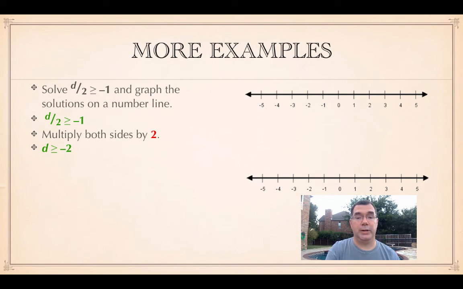Find the negative 2 on the number line, and since I want to include it, d is greater than or equal to negative 2. Since I want to include it, I'll use a solid dot, and I will draw the line to the right because the numbers are greater than or equal to negative 2.